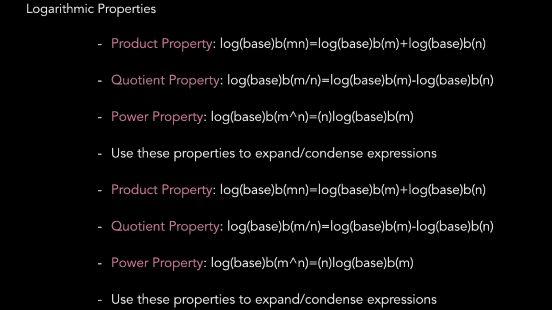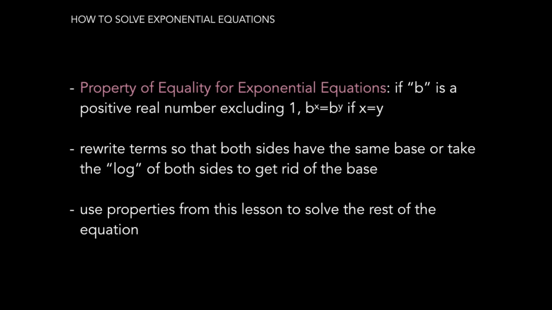To change logarithmic bases, use the formula log base c of a equals log base b of a over log base b of c. The property of equality for exponential equations states that if b is a positive real number excluding 1, then b to the power of x equals b to the power of y only if x equals y.